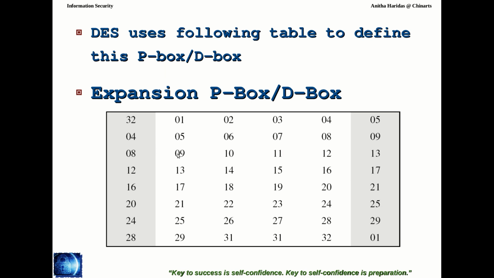So this is the first bit of the next block, first bit of the next block, like that. And this one is the 4th bit of the previous block, 4th bit of the previous block, and so on, right? So this is how the expansion P box works.